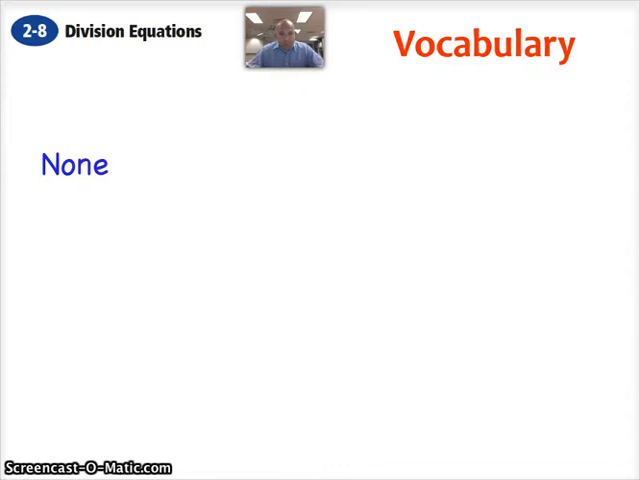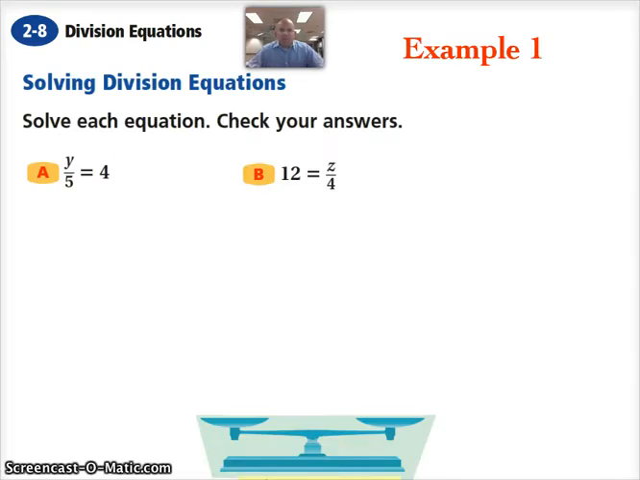Vocabulary: there is no new vocabulary, but you'll hear me say vocabulary that we learned just a few lessons ago. Here we have our first couple problems. It says, solve each equation, check your answers. We're taking a look at y over 5 equals 4. Remember that fraction bar indicates division, so this is actually y divided by 5 equals 4.